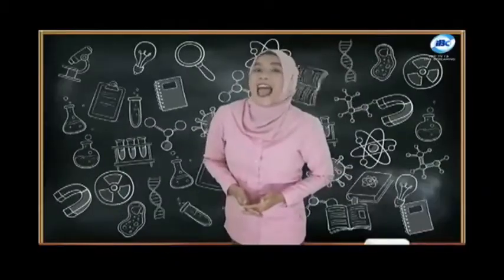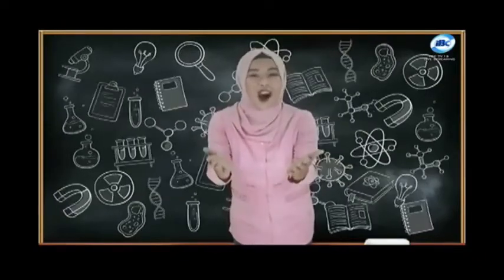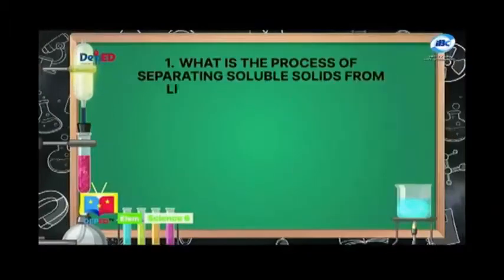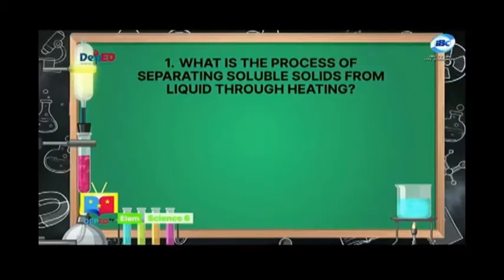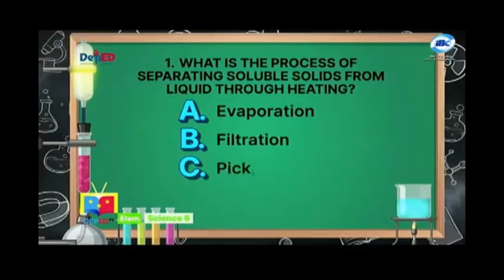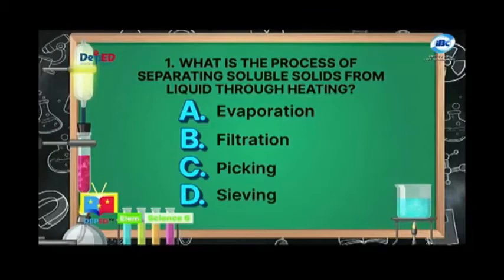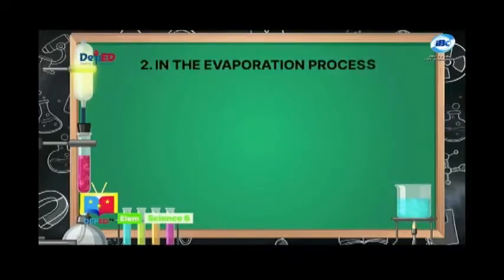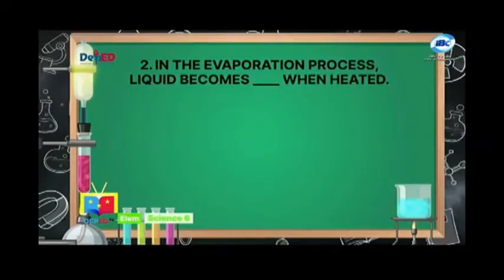Read the questions and choose the letter of the correct answer. Write your answers on your paper. Number 1. What is the process of separating soluble solids from liquid through heating? A. Evaporation. B. Filtration. C. Peaking. Or D. Sieving. The correct answer is letter A. Evaporation.